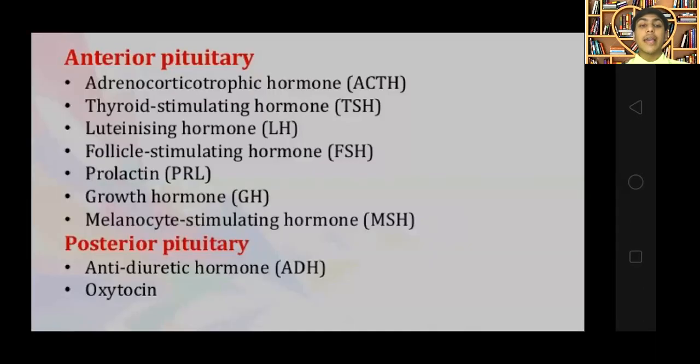Next, we are moving toward the anterior pituitary and posterior pituitary. I told you earlier there are two parts of the pituitary gland. What is the anterior pituitary and what is the posterior pituitary? There are several hormones in the anterior pituitary: ACTH, TSH, LH, FSH, PRL prolactin, GH growth hormone, and MSH melanocyte stimulating hormone. In the posterior pituitary there are only two hormones: ADH, antidiuretic hormone, and oxytocin. ADH is also known as vasopressin.